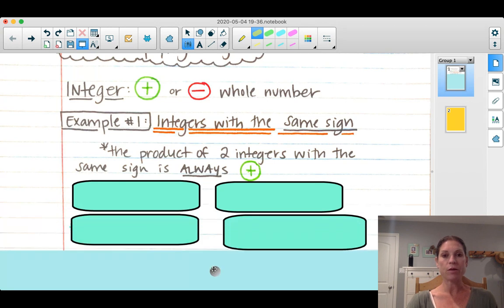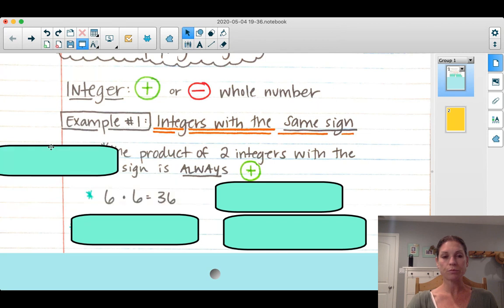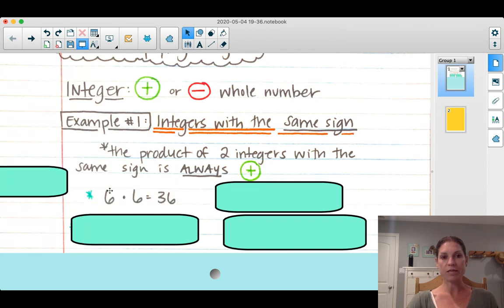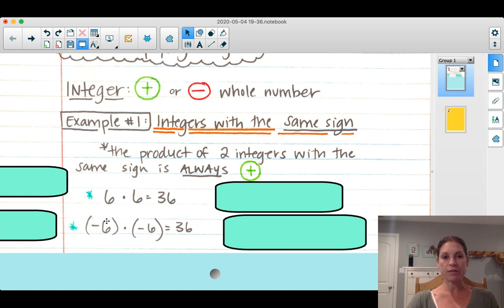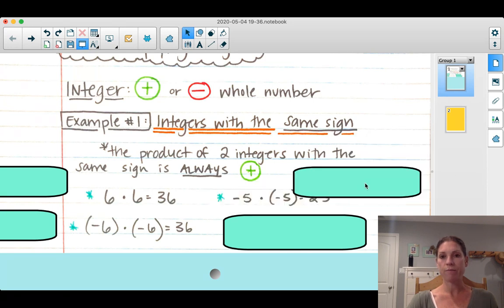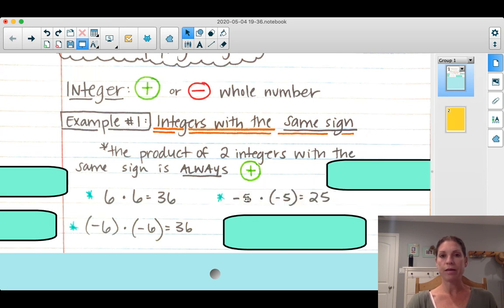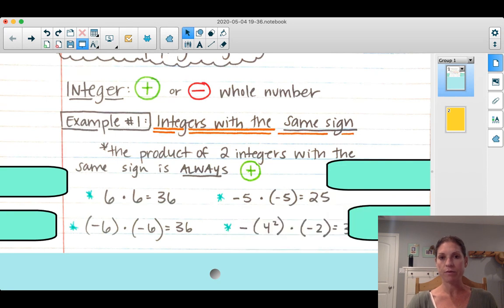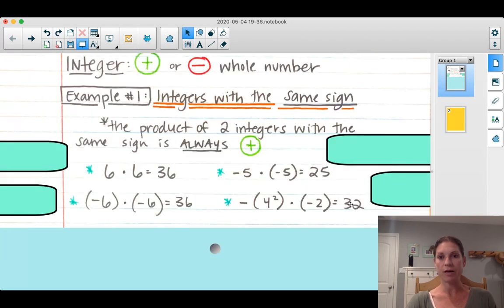So for examples, we might see something that looks like this. Positive 6 times positive 6 equals a positive 36. A negative 6 times a negative 6 is a positive 36. If we have negative 5 times negative 5, we get a positive 25. If we have a negative 4 squared times a negative 2, we get a positive 32.